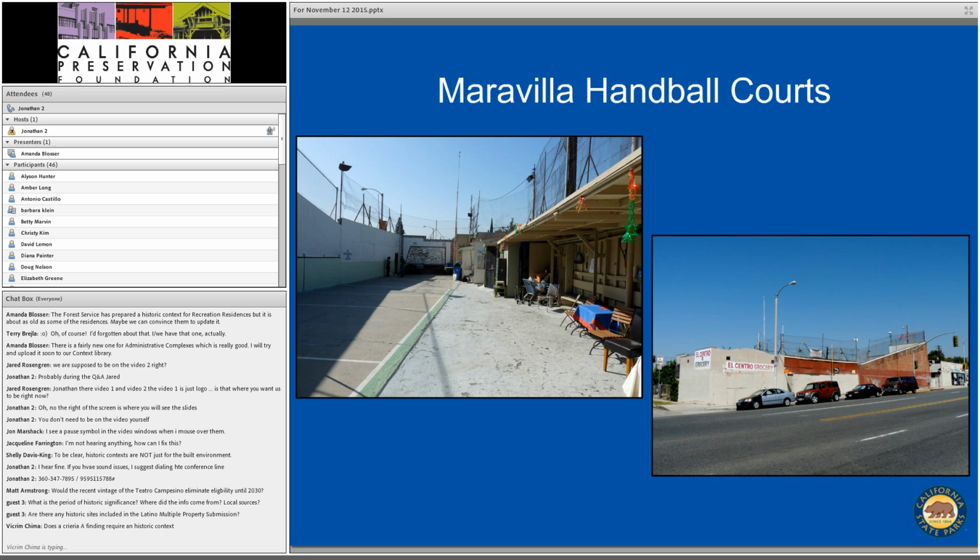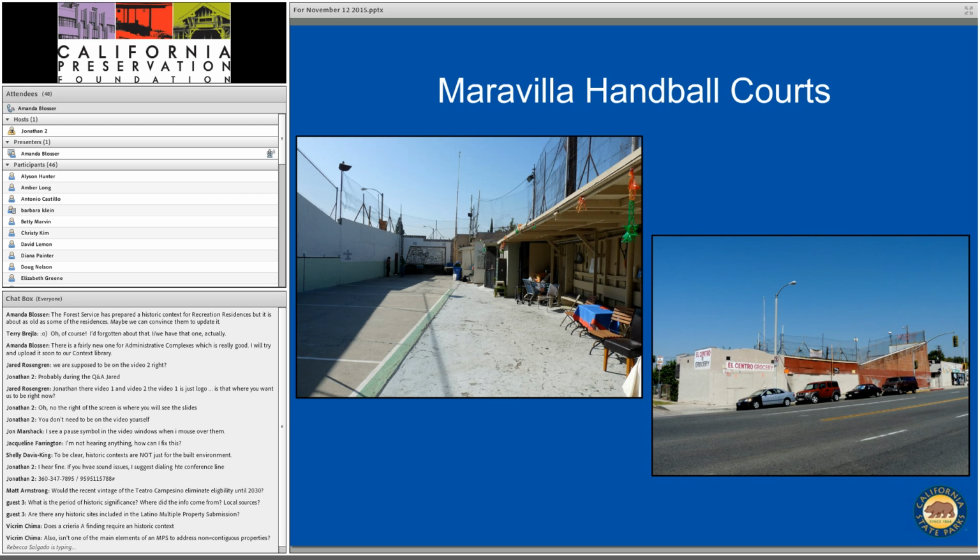Yeah, you're correct. Right, okay. I was looking at the wrong one. There have only been about 4 or 6 properties nominated under cover of the Latino MPS to date. So at this point, no historic sites, but certainly the document was written so that historic sites could easily be nominated under cover of the multiple property submission. I hope that answers the question.